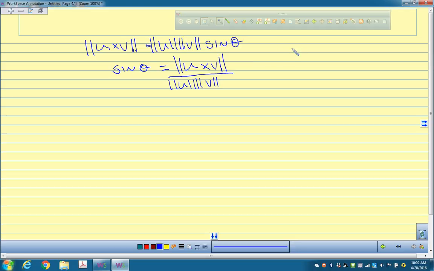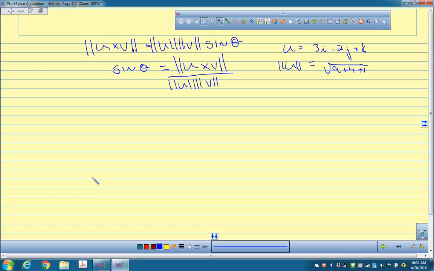You know what I mean by the magnitude? So if I say that U is equal to, I don't know, 3i minus 2j plus k, the magnitude of U, you learned this yesterday, is the square root of 9 plus 4 plus 1, right? So the magnitude of U cross V would be something else.